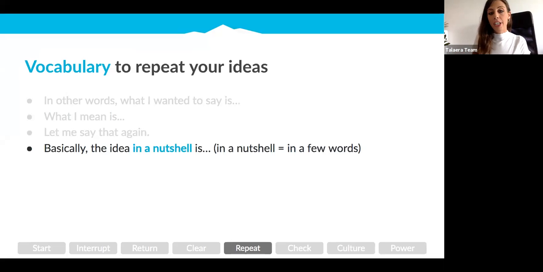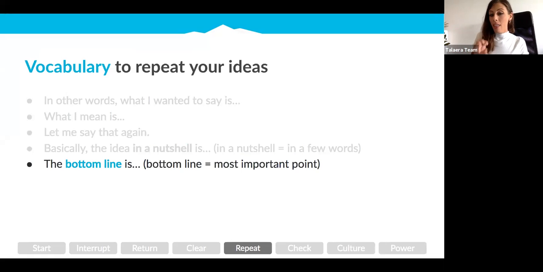Basically, the idea in a nutshell is, this is very useful when you want to summarize, when you want to just give the main idea in a few words. The bottom line is very similar to the previous one. It means the most important point.